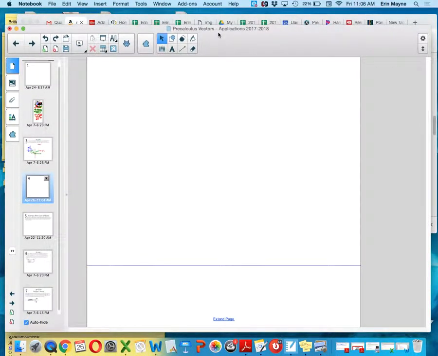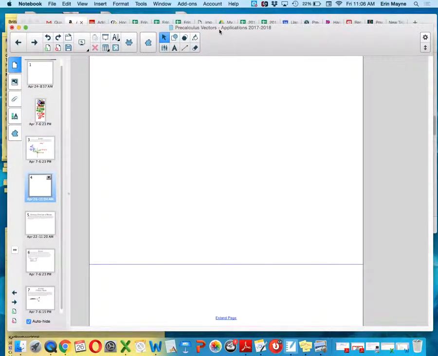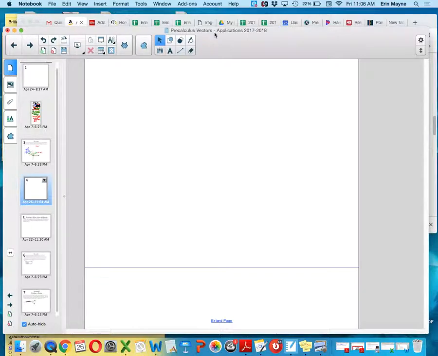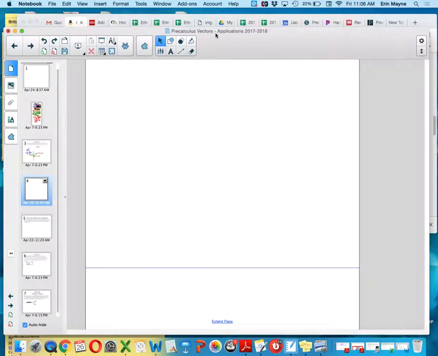Okay, so as we look at number 1 on the homework, you ready? The first question that we need to address is this. Is there a difference between number 1 compared to 2 and 3? What is the difference?